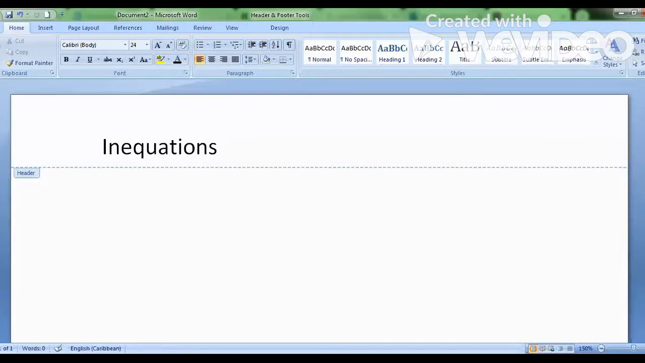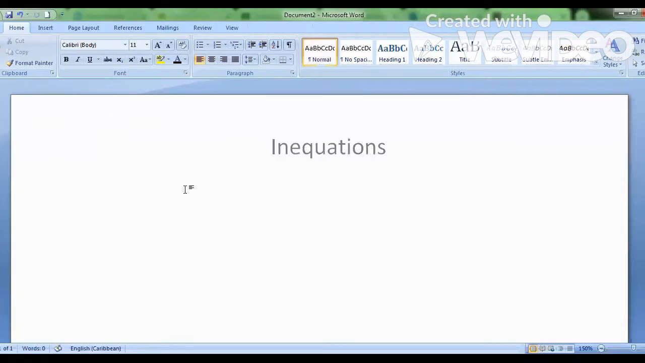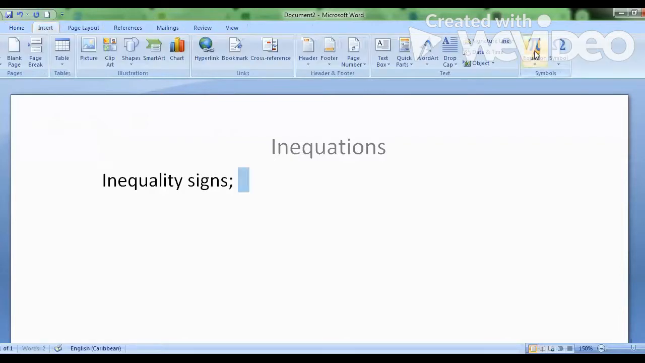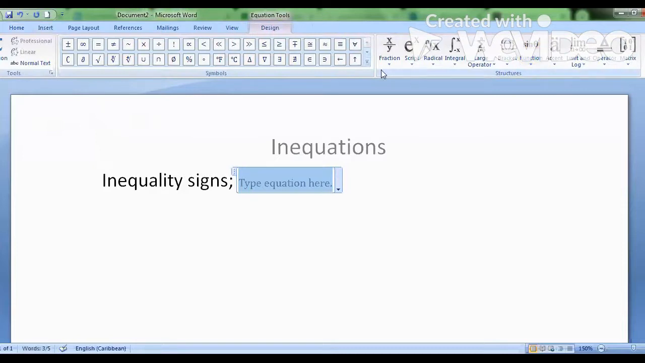All right. I might be wondering, what am I talking about with inequations? So what happened is that you have something called inequality signs. And these are the inequality signs. Some of you would have seen them already.